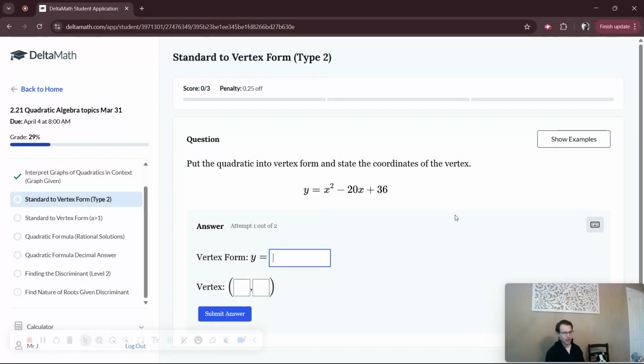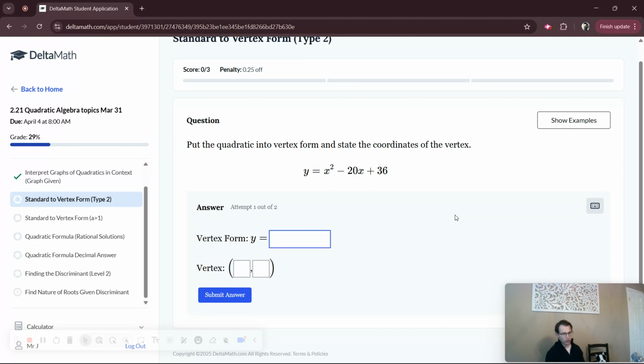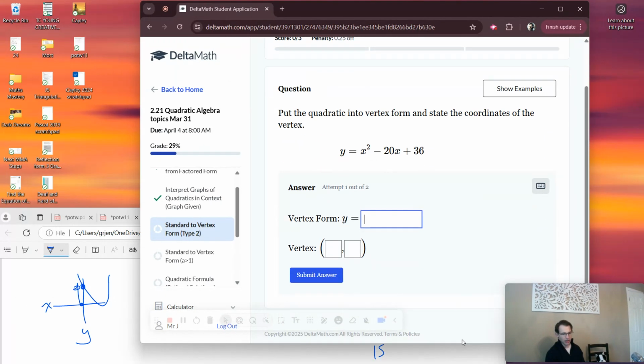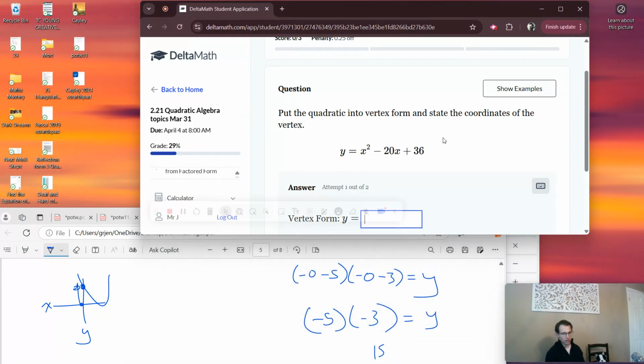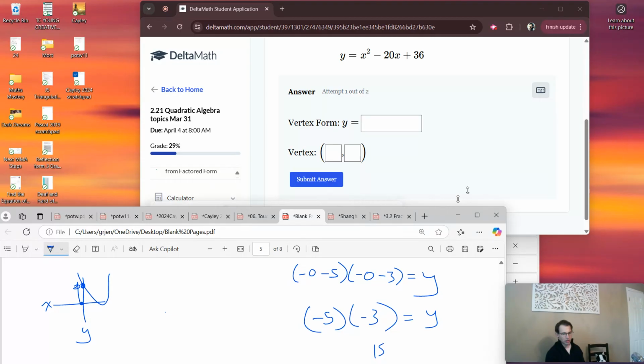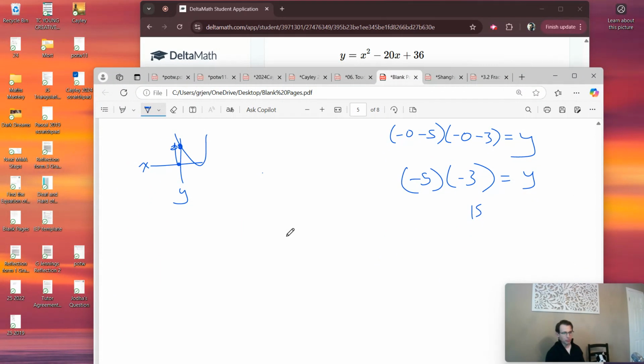Okay, let's go. Standard to vertex form. We want to write this in vertex form. So we're going to complete the square, or we're going to find the vertex and just get it done. I want to put that up high to get more space for my scratch pad. So I'll bring my scratch pad up here. All right, we're going to complete the square.